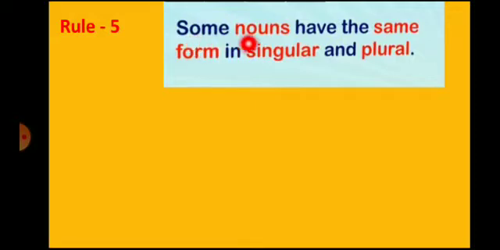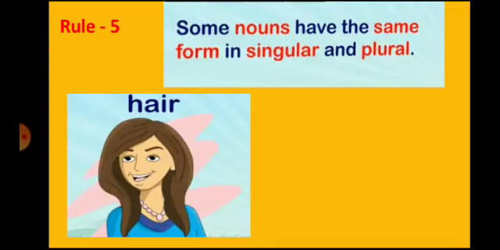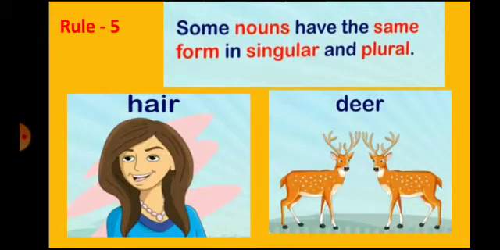Okay. Now we will see rule number 5. Let's see what it is saying. Some nouns have the same form in the singular and plural. So there are some words that are the same in singular noun and plural noun. Let's see the example. Hair. We don't say hairs. If you say that, it's wrong. If there is one hair, we say hair, and if there are more hair, we say hair. Now deer. If there is one deer, we say deer, and if there are more than one, there also we say deer. So in some nouns the singular and plural remain the same.